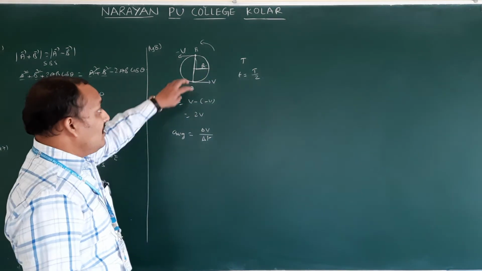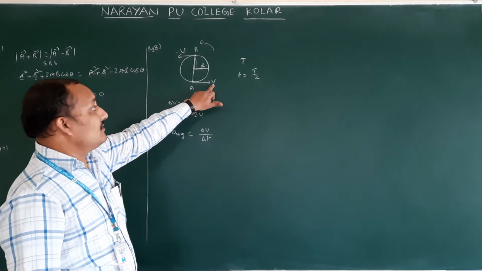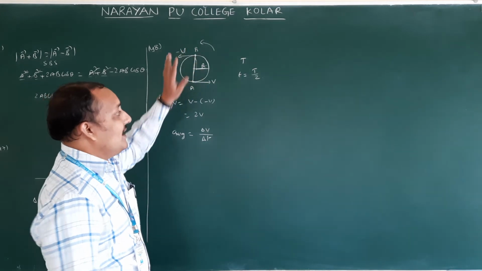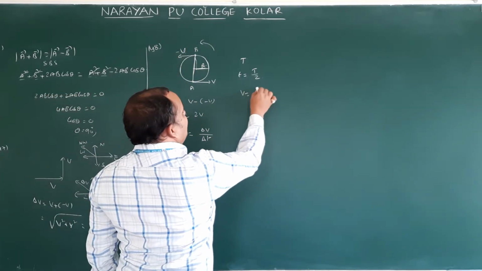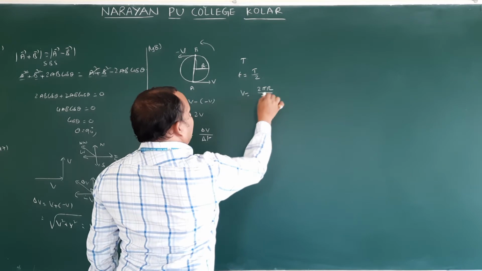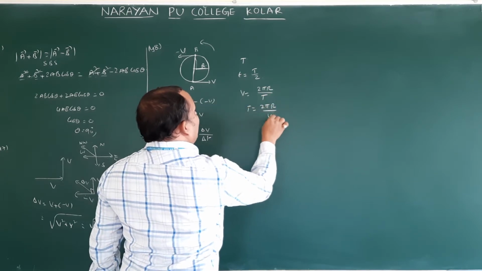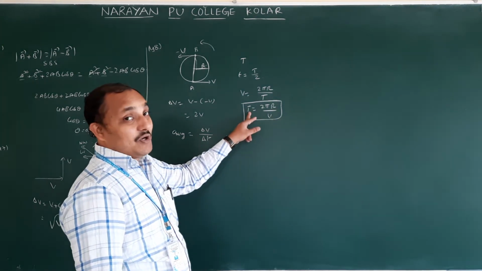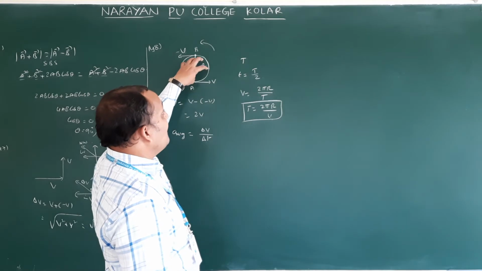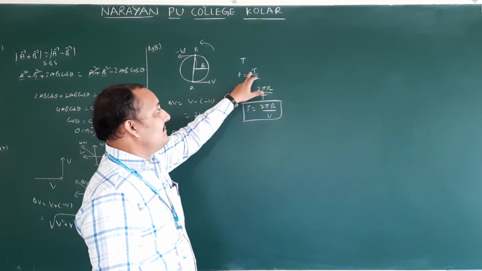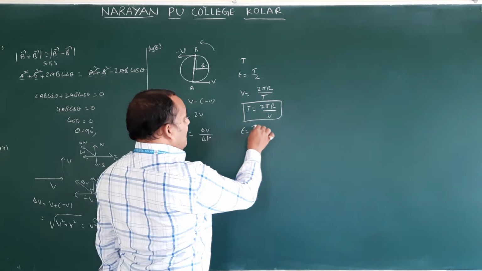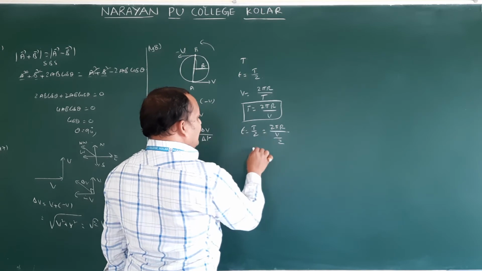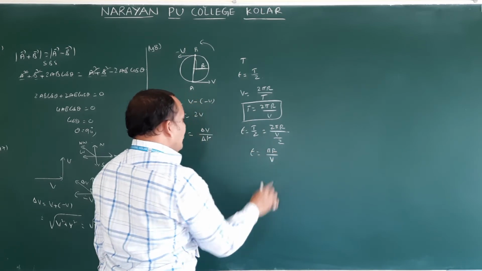With what velocity is it moving? V. How much time does it take to complete the circular path? T. How much distance does it cover? 2 pi r. Therefore, velocity V is equal to 2 pi r by T, then T is equal to 2 pi r by v. This is in terms of radius and velocity, this is the total time. But we want only to complete half circle. Half circle means this T is going to become T by 2, so t is equal to T by 2 is equal to 2 pi r by v by 2. 2 will be cancelled. Then t is equal to pi r by v.